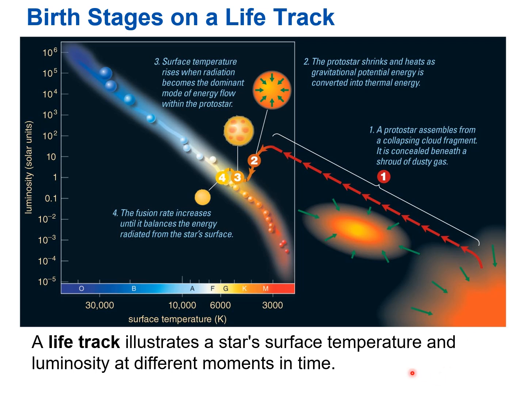We're going to look at the life track. A life track of a star illustrates the star's surface temperature and luminosity at different moments in time. You can see how it's starting way down and to the right of the Hertzsprung-Russell diagram. Now think about what that positioning means.